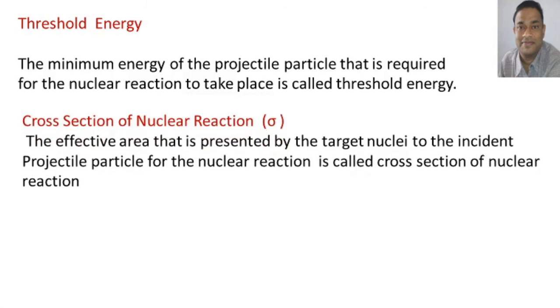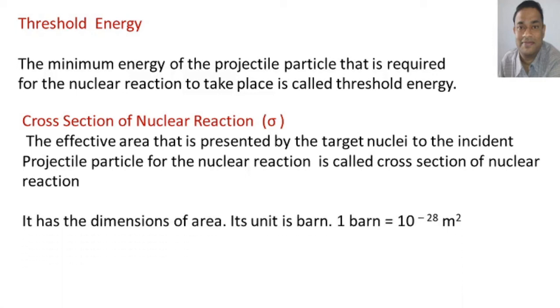Cross section of a nuclear reaction is denoted by sigma. The effective area that is presented by the target nuclei to the incident projectile particle for the nuclear reaction is called the cross section of the nuclear reaction. The cross section of a nuclear reaction has the dimension of area and its unit is barn. 1 barn is equal to 10 raised to the power minus 28 meter square.